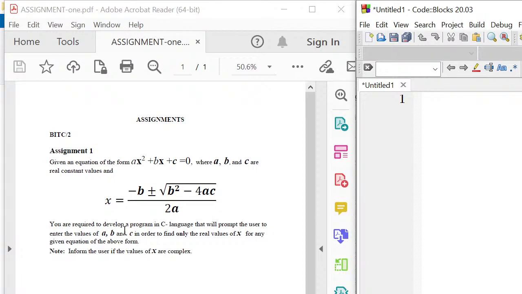So the first question is saying, given an equation of the form ax squared plus bx plus c equal to 0, where a, b, c are real constant values, and the equation is a quadratic equation, you are required to develop a program in C language that will prompt the user to enter the values a, b, c in order to find only the real values of x for any given equation of the above form, and not inform the user if the values of x are complex. So I hope you guys are getting me.